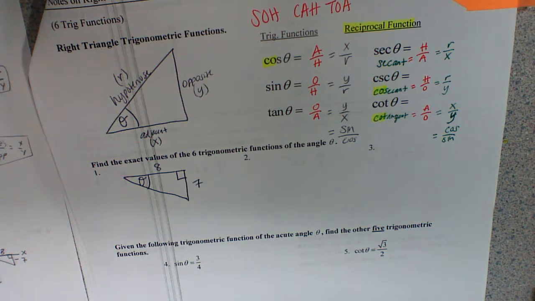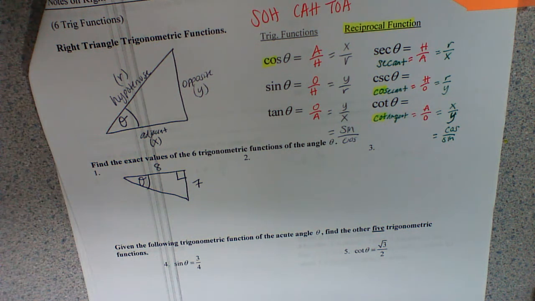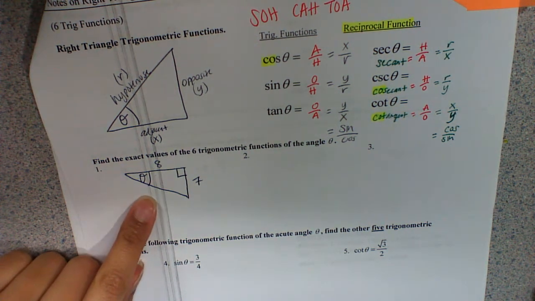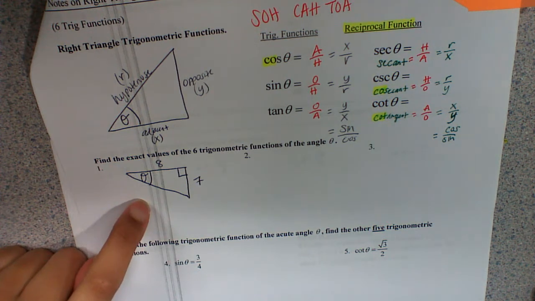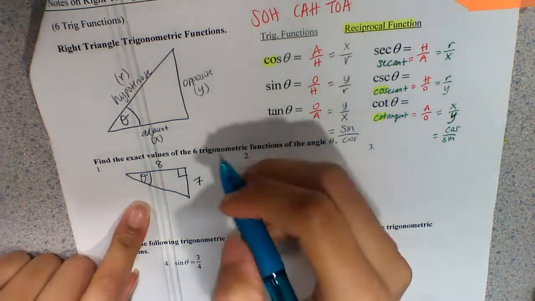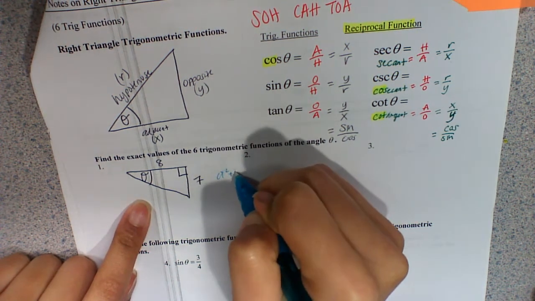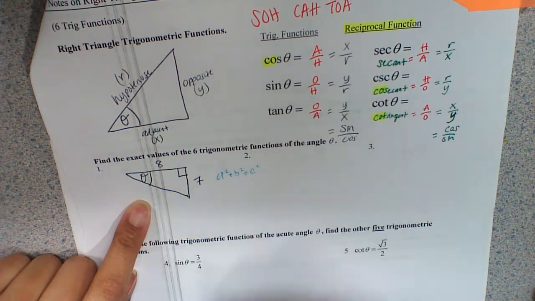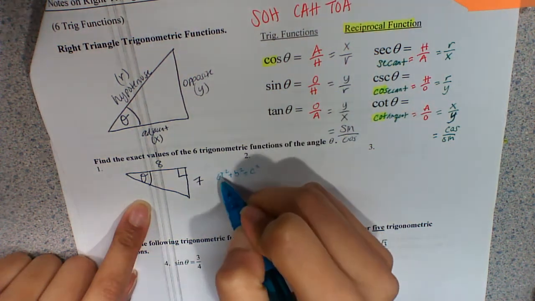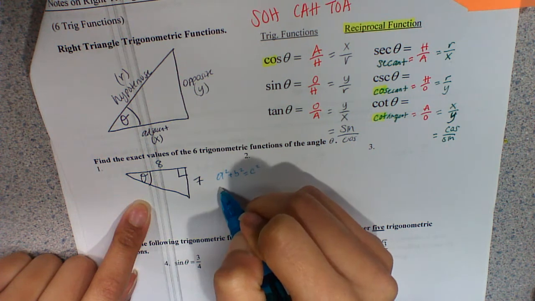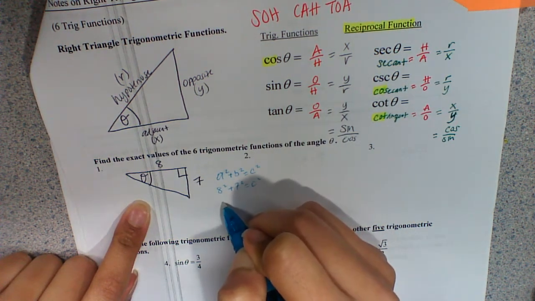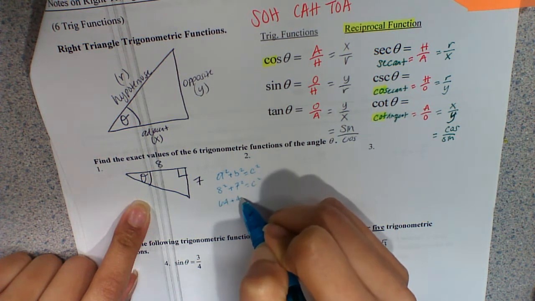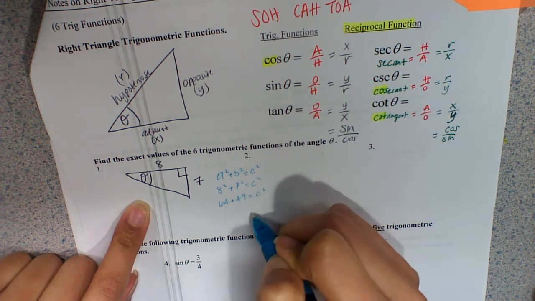Obviously, these numbers are nowhere to be seen on the unit circle. So we know that the radius will not be 1, and actually we're going to have to find the radius, and if we're given two sides, we need to find the third. We do have to use the Pythagorean theorem. So a squared plus b squared equals c squared. So we have 8 squared plus 7 squared equals c squared. 64 plus 49 equals c squared.